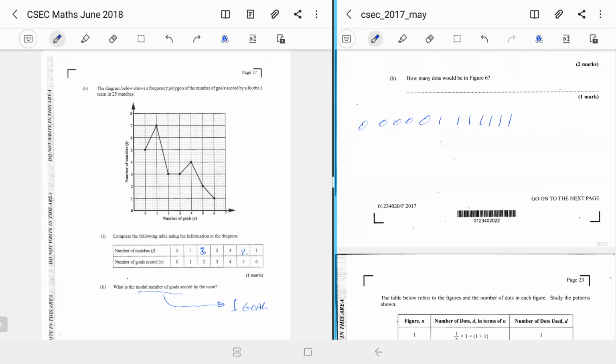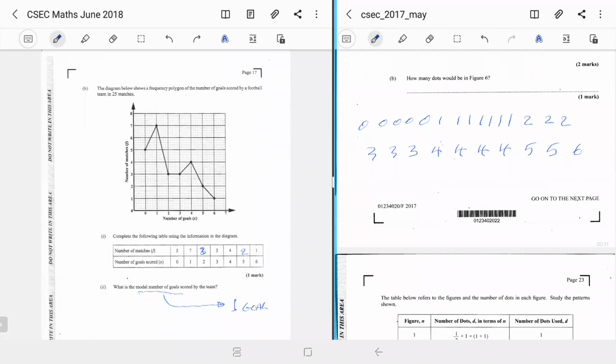Then I put in the 2s, 3 2s, 2 2 2. Then I put in the 3s, 3 3s. Then I put in the 4s, 4 4s. Then the 5s. 5 was scored twice, 5 5. Then I put in the 6. 6 goals was scored once.